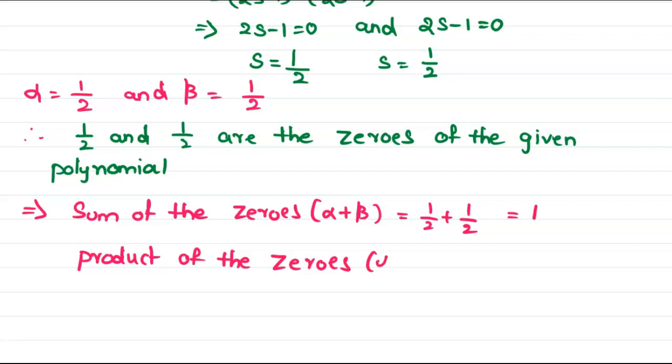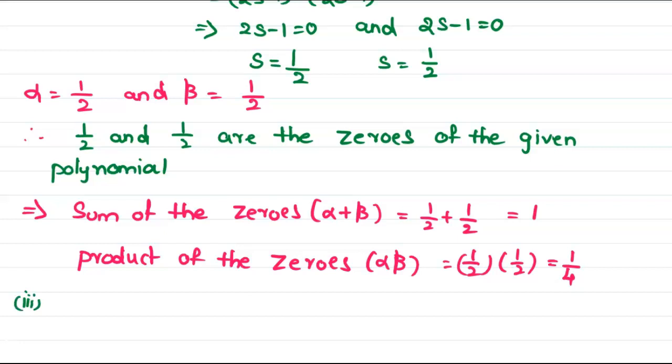So it is in the form of alpha beta is equal to 1 by 2 into 1 by 2. So we will get here 1 by 4. So this is the relation and the zeros of the given polynomial. Now let's come to the third one.